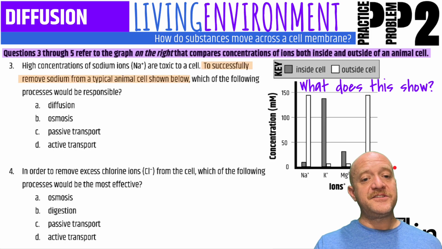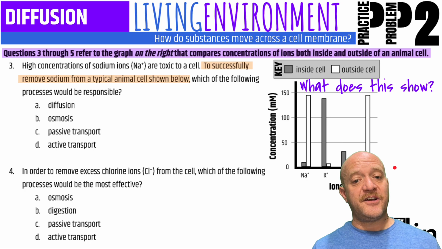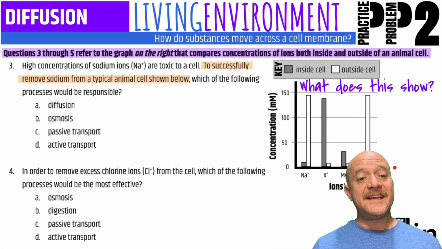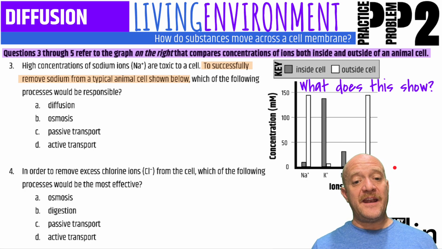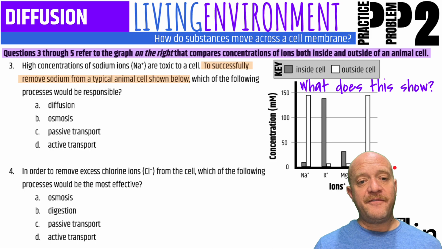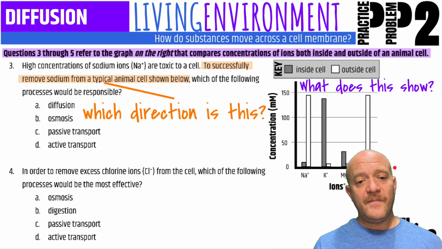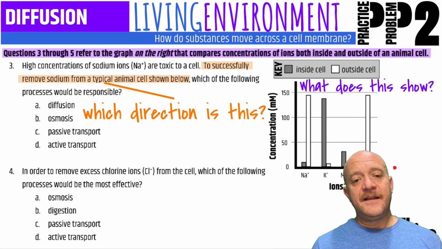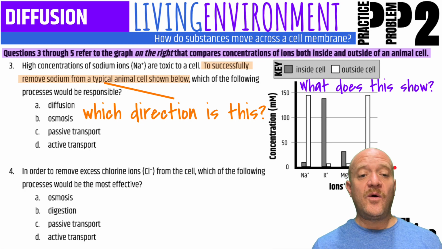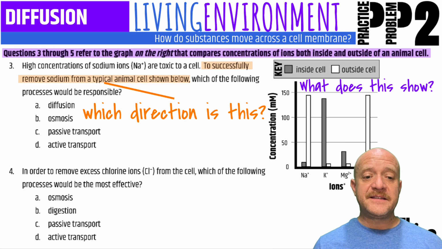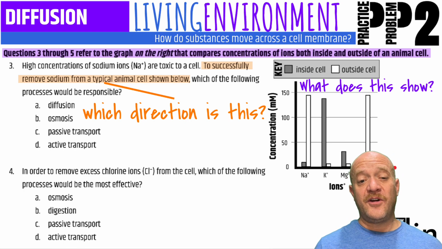Question 3. High concentrations of sodium ions, Na+, are toxic to a cell. To successfully remove sodium from a typical animal cell shown below, which of the following processes would be responsible? Now, the question is telling us what we need to do. Which direction is this? Is this moving inside or outside? Describe or eliminate some wrong answers if necessary.